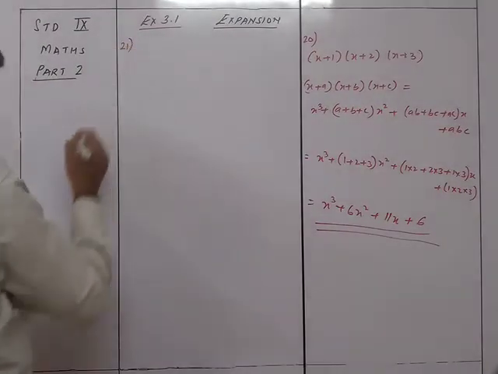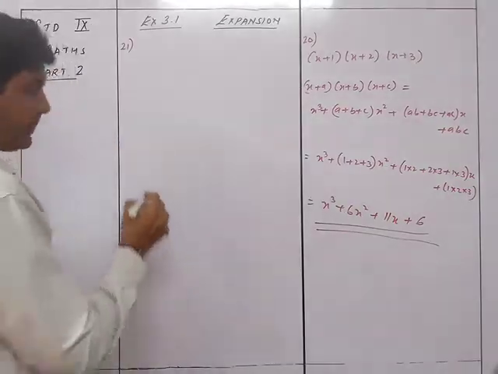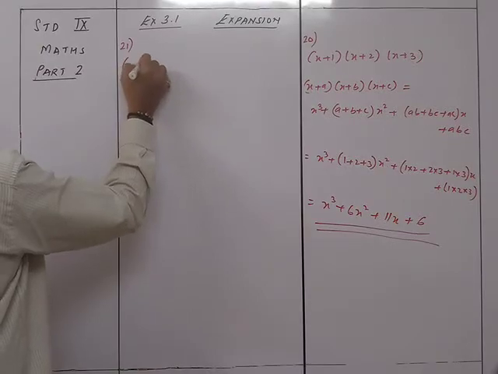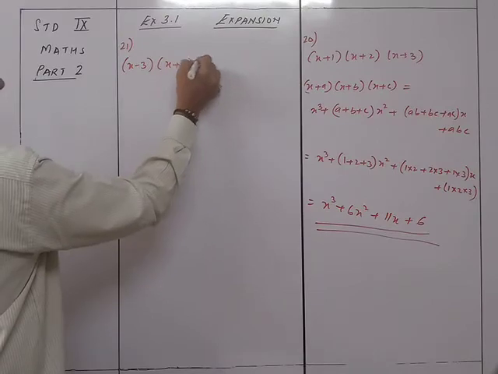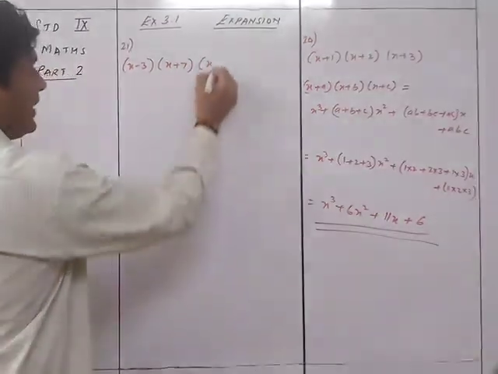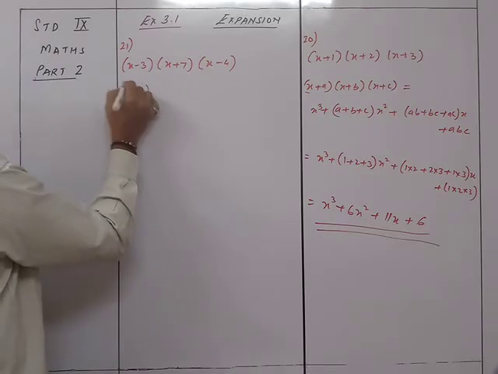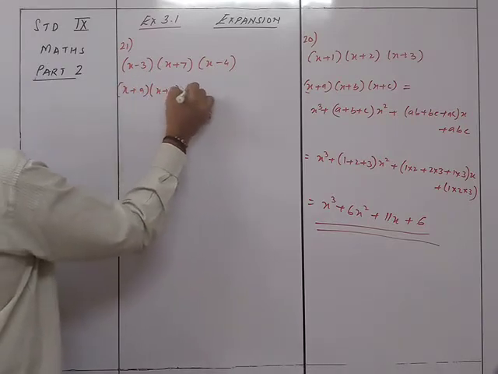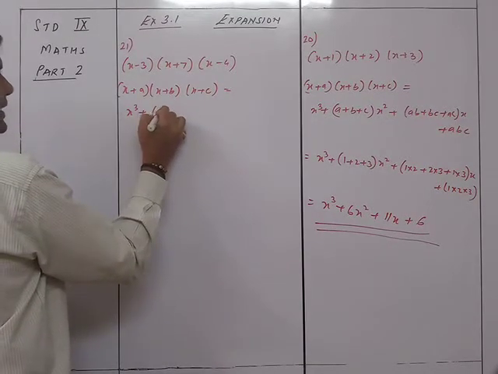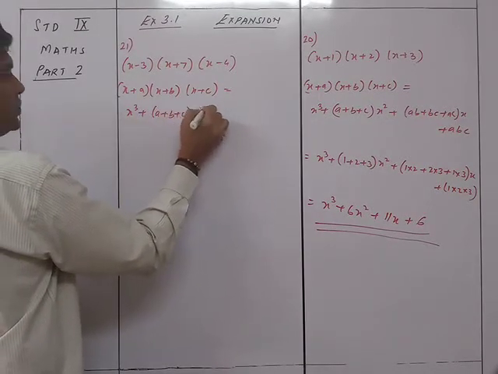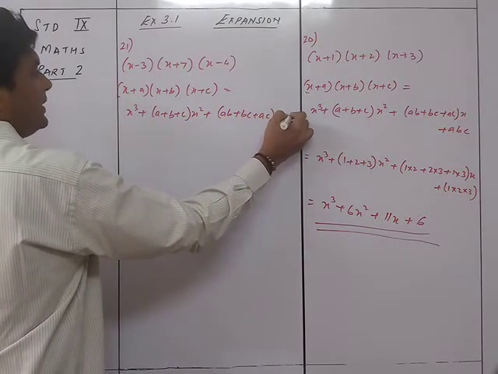Sum number 21 is given as: find the coefficient of... we'll see that later, let's first look at this. It is x minus 3, x plus 7, x minus 4. So you get the same formula over here. It is x plus a, x plus b, x plus c is equal to x cube plus a plus b plus c x square plus ab plus bc plus ac x plus abc.